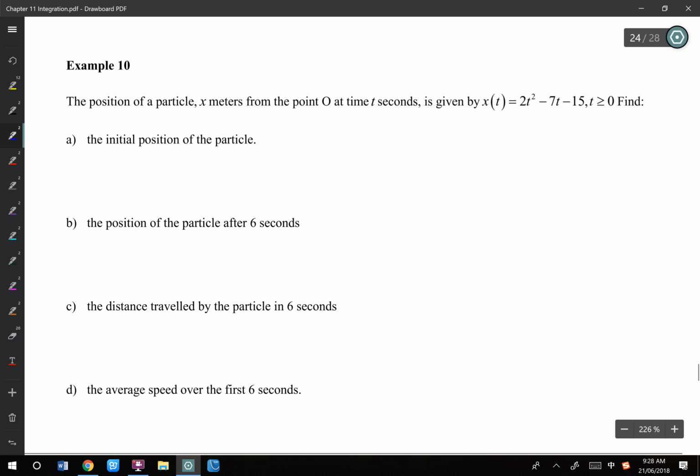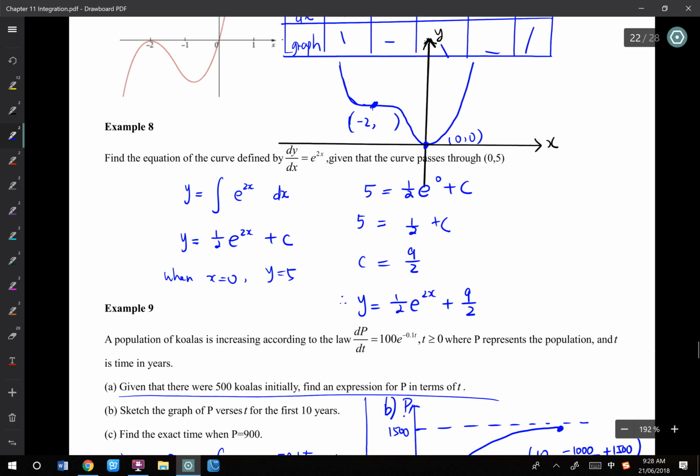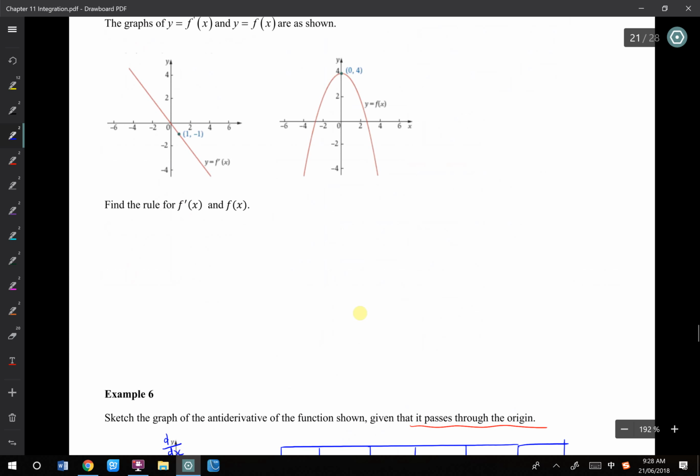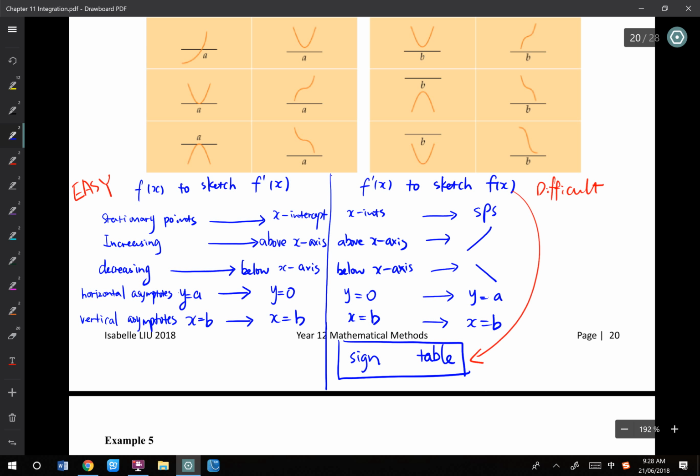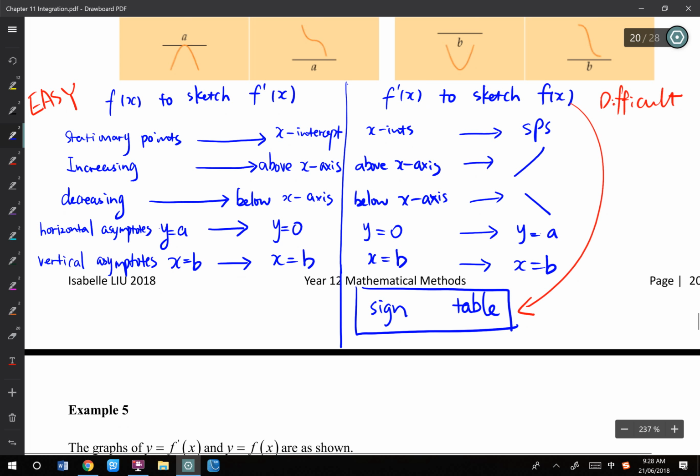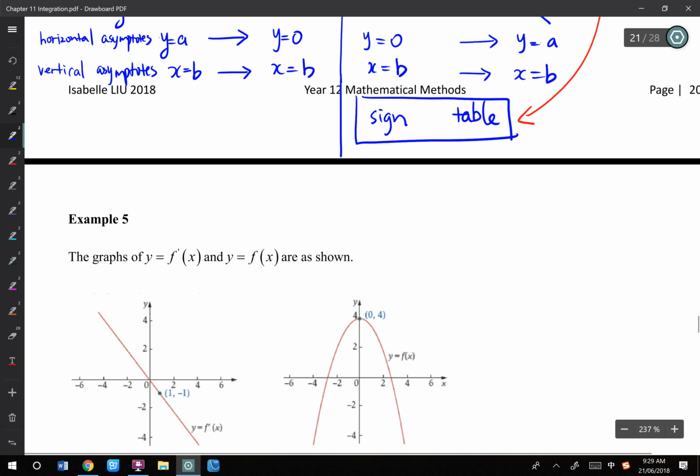Through yesterday, we covered how to sketch from the f dash x function back to the fx function, or given f dash x, find the integral to sketch the other one. I compared the two different questions: fx to f dash x is easy. F dash x back to fx, you need the table to help you see the shape of the original graph. That's what we talked about yesterday.